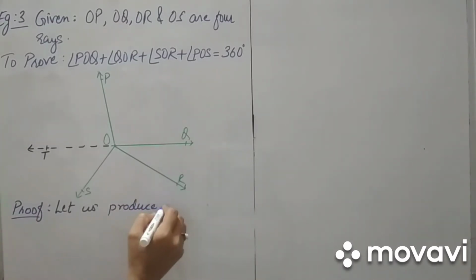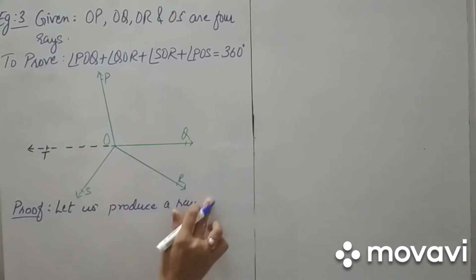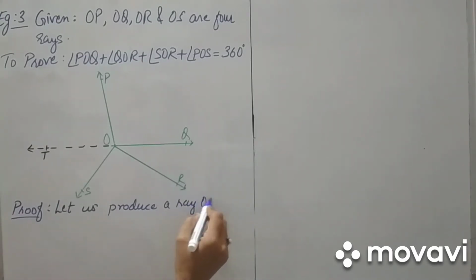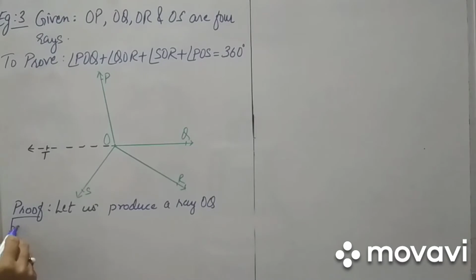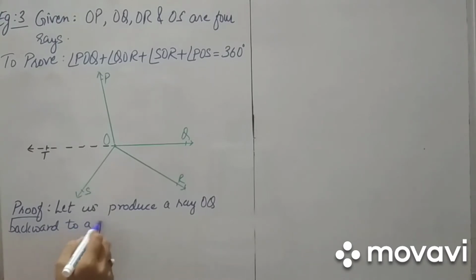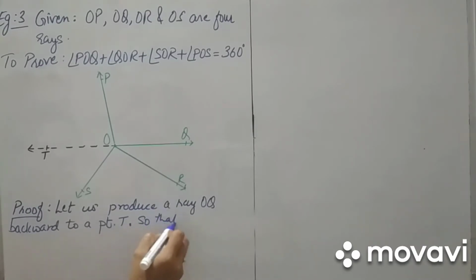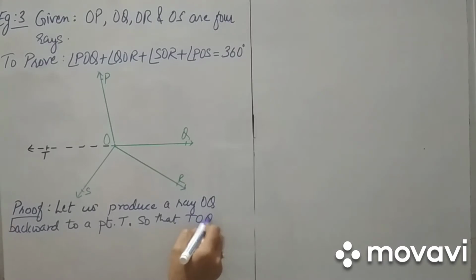Let us produce a ray OQ backward to a point T, so that TOQ is a line. Understood?